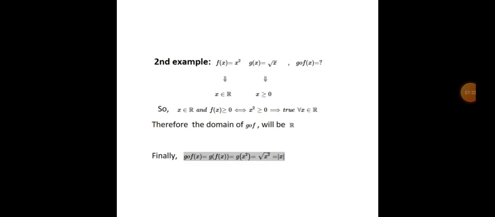We first determine the domain by applying the same method as shown in the previous example. x can be any real number and x squared must be equal or greater than 0, which is also true for every real number. So, the composition's domain will be R. Now, g of f of x equals square root of x squared, which is equal to the absolute value of x.